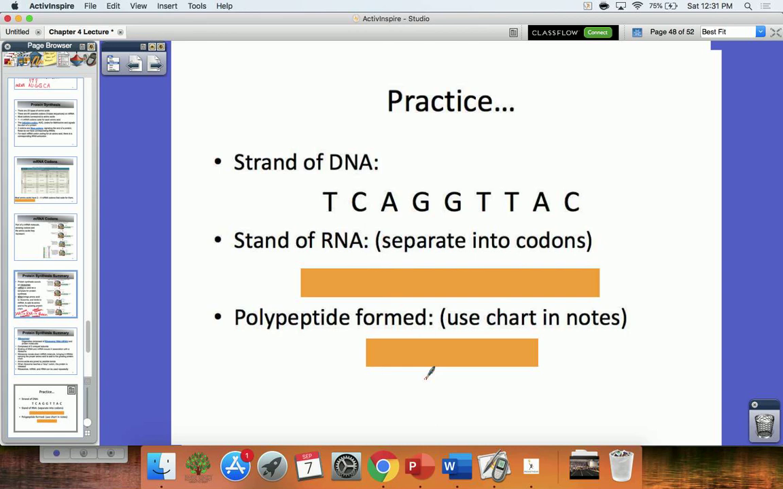All right, this is one last time to practice protein synthesis. If this first strand was a strand of DNA, I want you to write the strand of RNA, being sure to separate it into codons. And once you've done that, then use the chart that's in your notes to write out the polypeptide that is formed. Again, you should pause the video at this point. I'm also going to pause for a few moments.